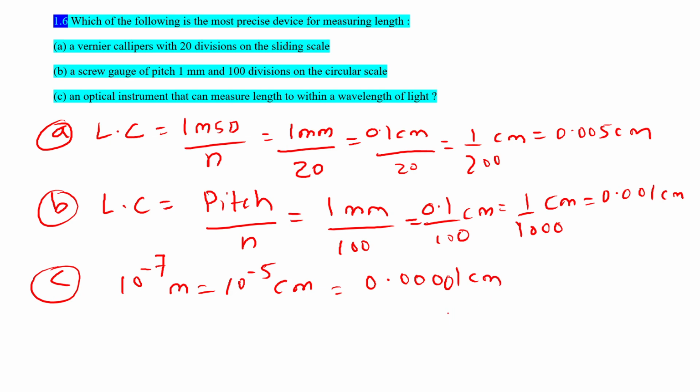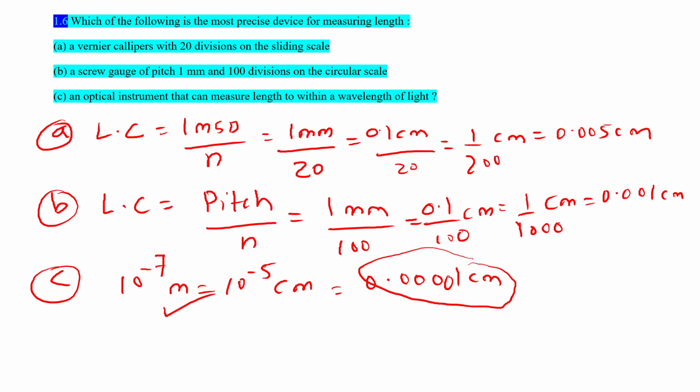So, out of these three, if we compare the vernier, screw gauge and optical instrument, the smallest measurement is with the optical instrument that can measure length to within a wavelength of light. So 0.00001 centimeter is the right option. We will go with the optical instrument.